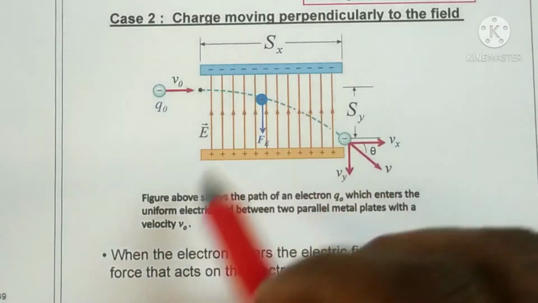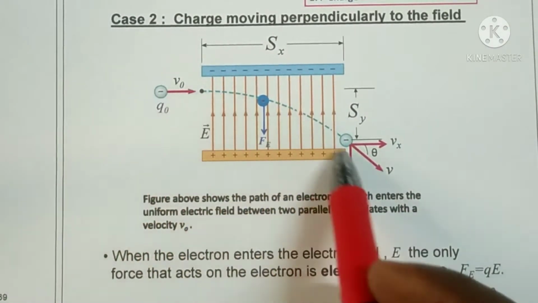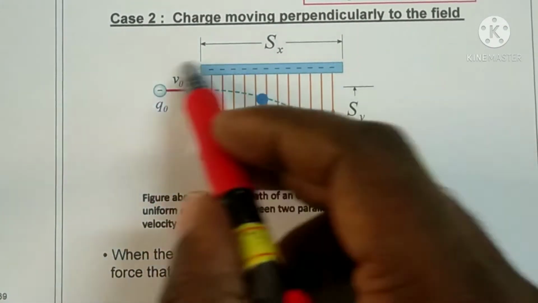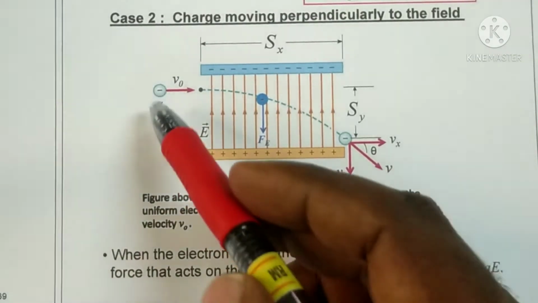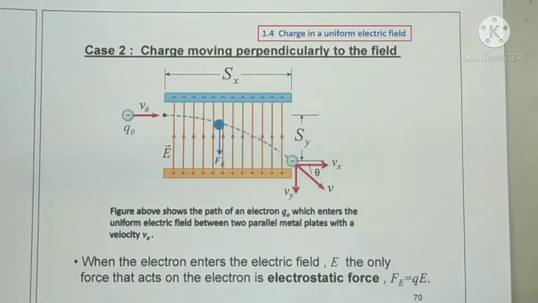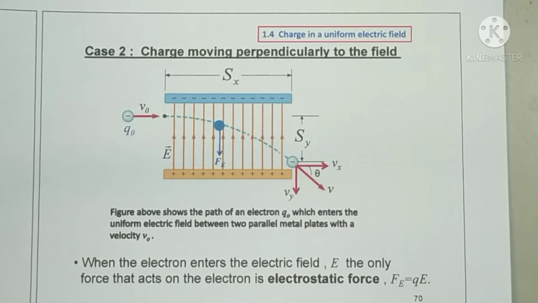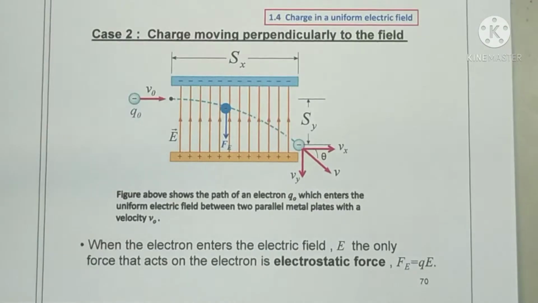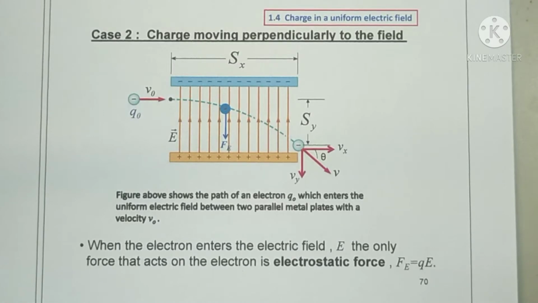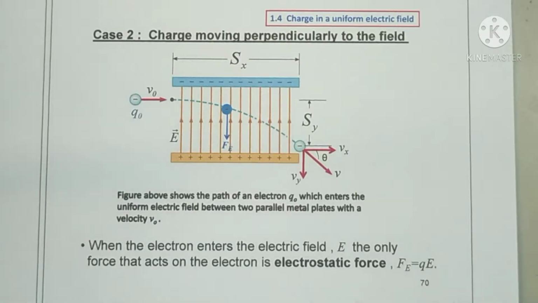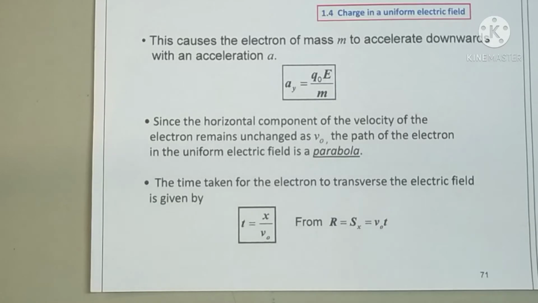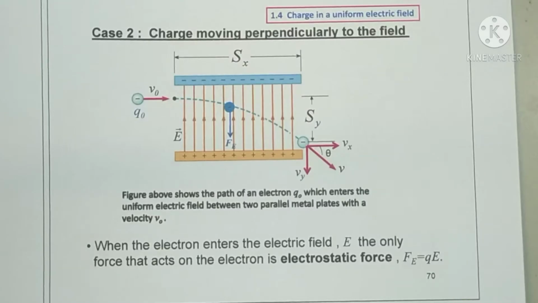About the deflection of the charges, the electron is deflected to the positive plate, whereas the proton will be deflected to the negative plate. So when we compare electron and proton in terms of deflection, the electron is deflected more than the proton. Looking into this figure again, when the electron enters the electric field, the electric force occurs. This causes the electron of mass m to accelerate downwards with an acceleration a.